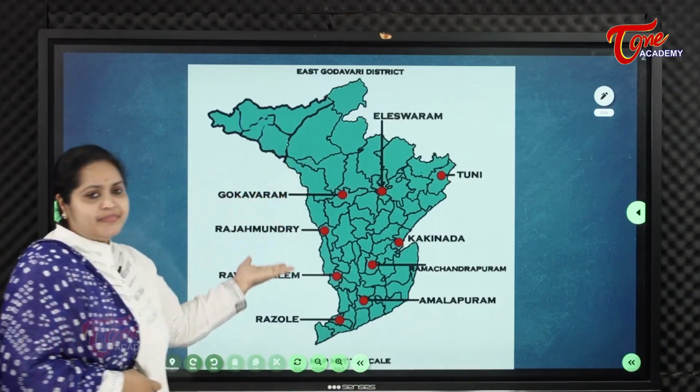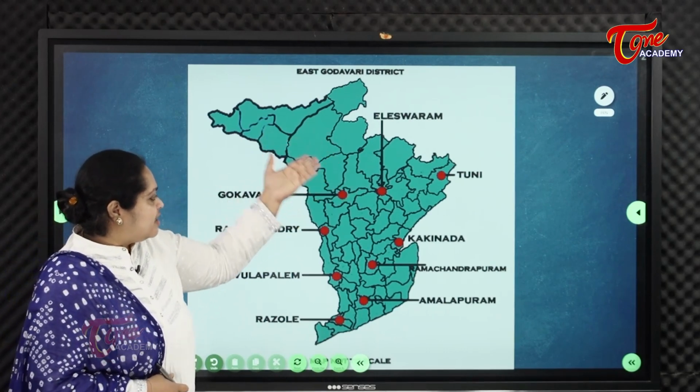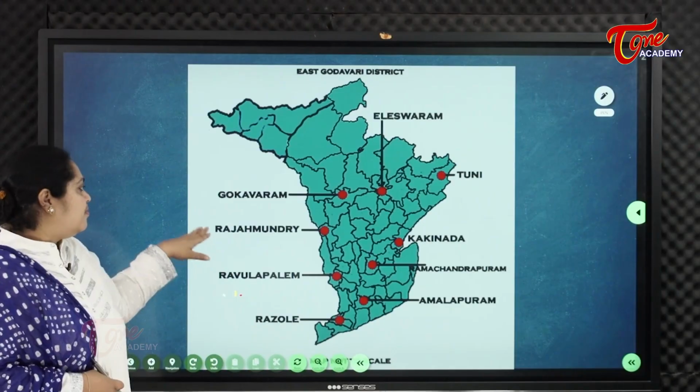So this is the map of East Godavari district. Gokavaram, Tuni, Yeleswaram, Kakinada, Ramachandrapuram, Amalapuram, Razole, Ravulapalem, Rajahmundry.